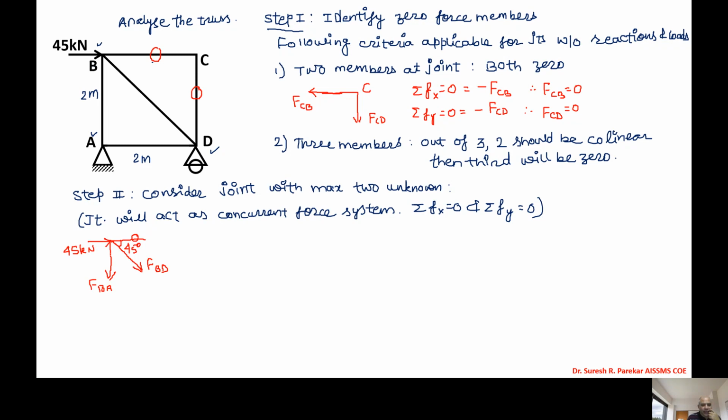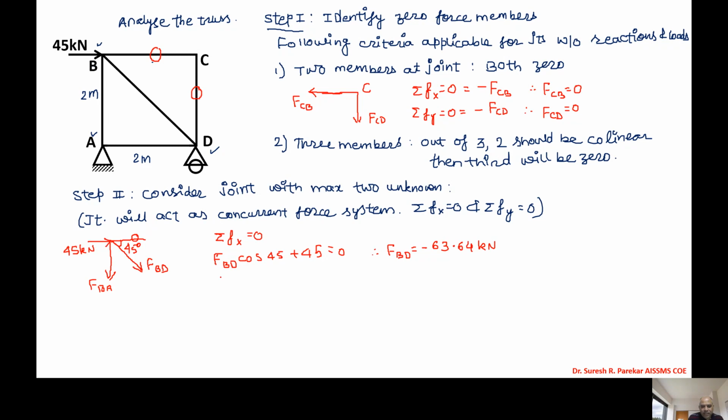Now in the x direction we have only one unknown, which is the component of FBD. So summation Fx equal to 0. We have the component of FBD in the positive direction, so FBD cos 45 plus 45 equal to 0. From this we get FBD equal to minus 45 divided by cos 45, and the value is 63.64 kilonewtons.